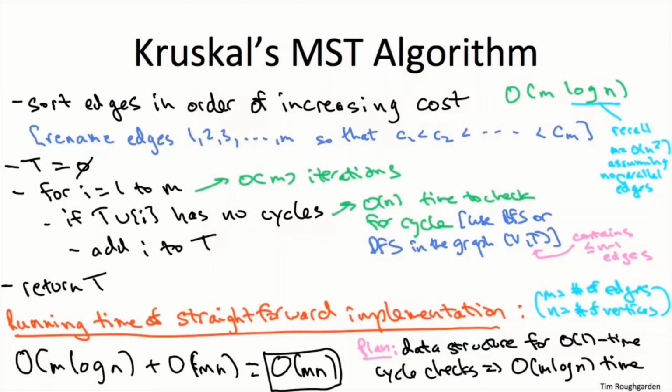So if we actually had a data structure that could implement constant time cycle checks, then we'd have to spend only constant time for each iteration of this while loop. So the loop overall would take only linear time in the number of edges, O of m. If we got that, then believe it or not, the sorting pre-processing step would become the bottleneck in the running time of Kruskal's algorithm. Our running time would drop from m times n down to near linear, down to O of m log n.